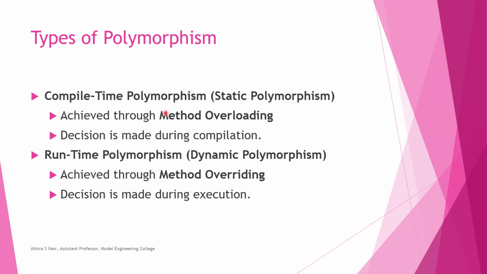Compile time polymorphism is achieved through method overloading. That is, the decision is made during compile time. And runtime polymorphism is achieved through method overriding. So the decision is made during execution time or runtime. So in today's class, our main focus is compile time polymorphism and particularly method overloading.